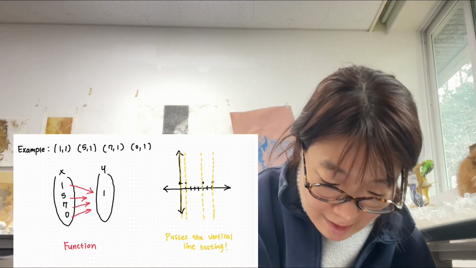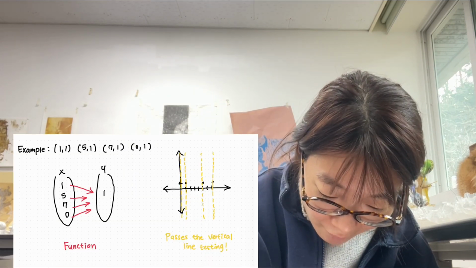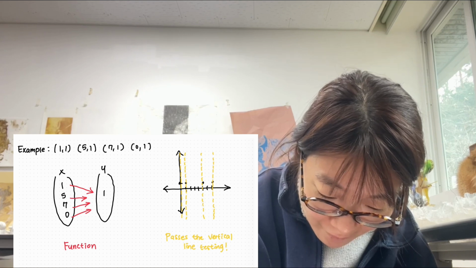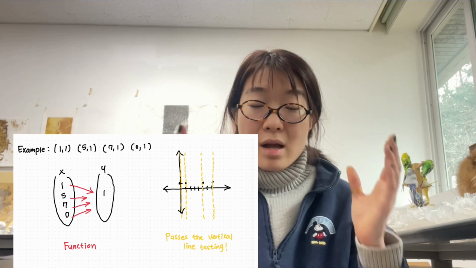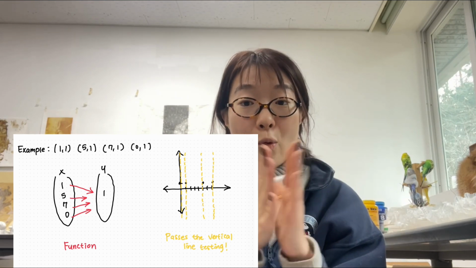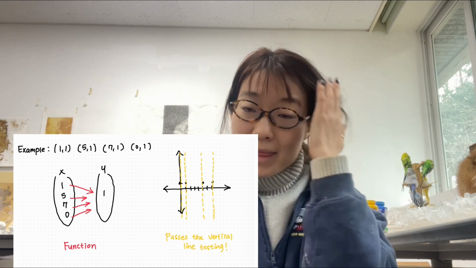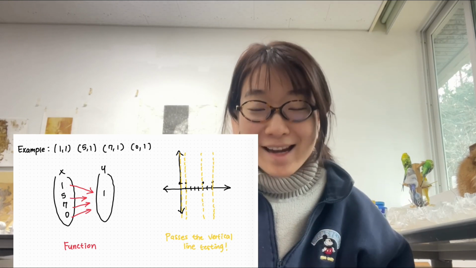Let's apply the same idea onto the second example. Now I'm going to do the vertical line testing. So I'm going to draw a vertical line through each one of the coordinate points. Only one coordinate point per vertical line. And this is what we like, right? So this passes the vertical line testing. So therefore, it is a function.